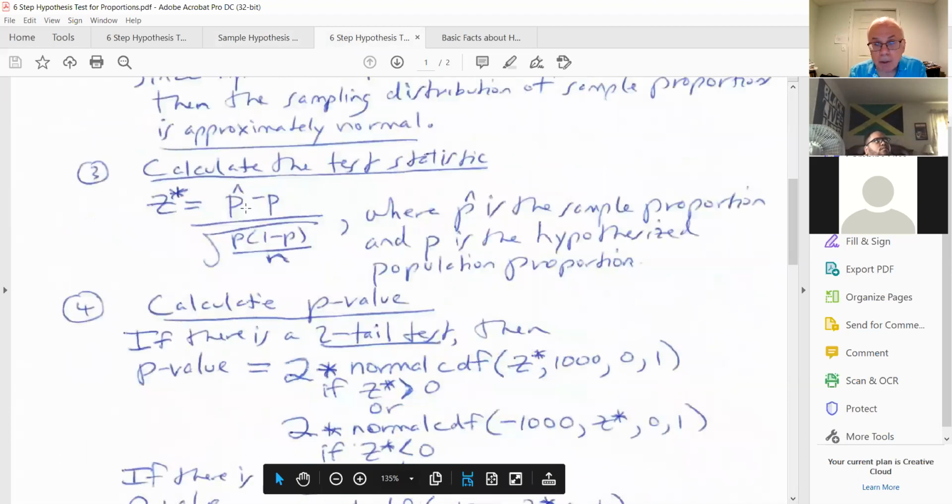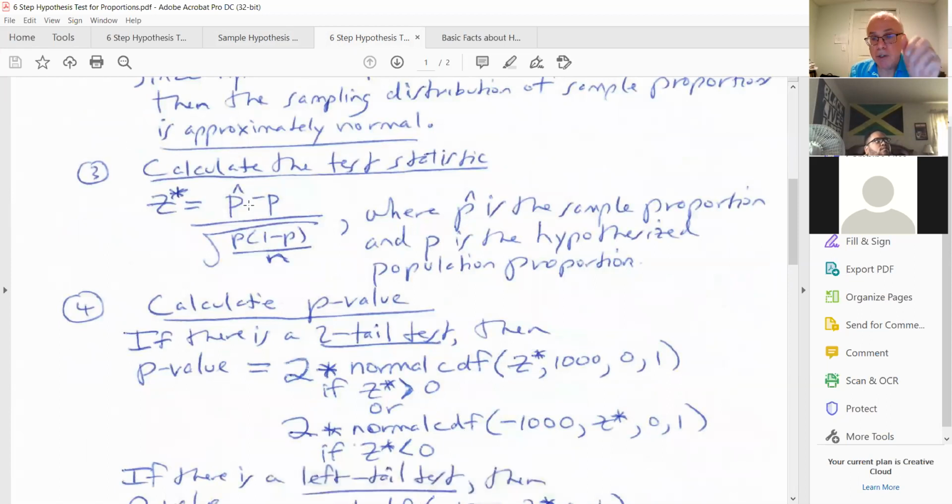And there's your formula. It's always a Z, by the way. Always a Z. So for proportions, always Z. There's no T's involved with proportions. Here is the Z formula. It is the sample proportion in the numerator minus the hypothesized proportion, divided by the square root of the hypothesized proportion times 1 minus the hypothesized proportion, divided by the sample size. This whole thing is your statistic, your test statistic.